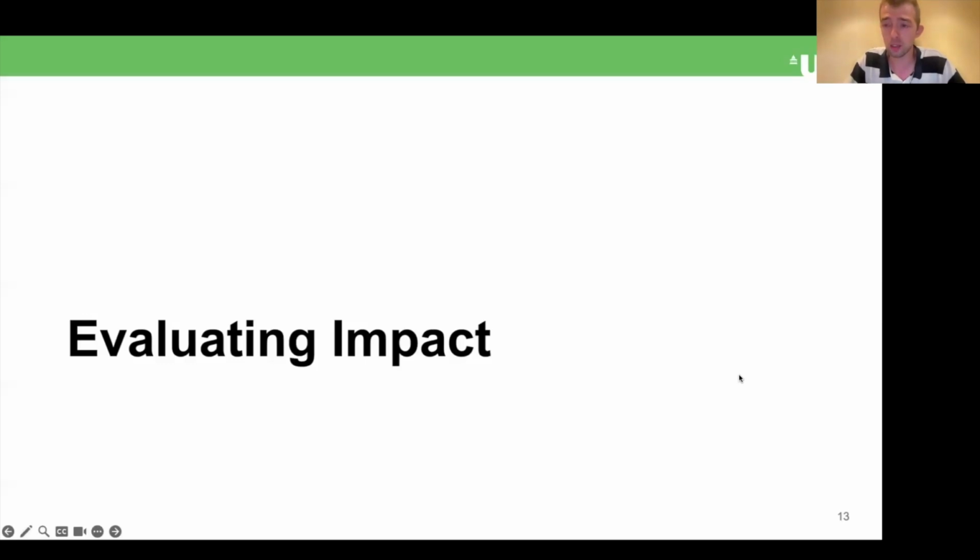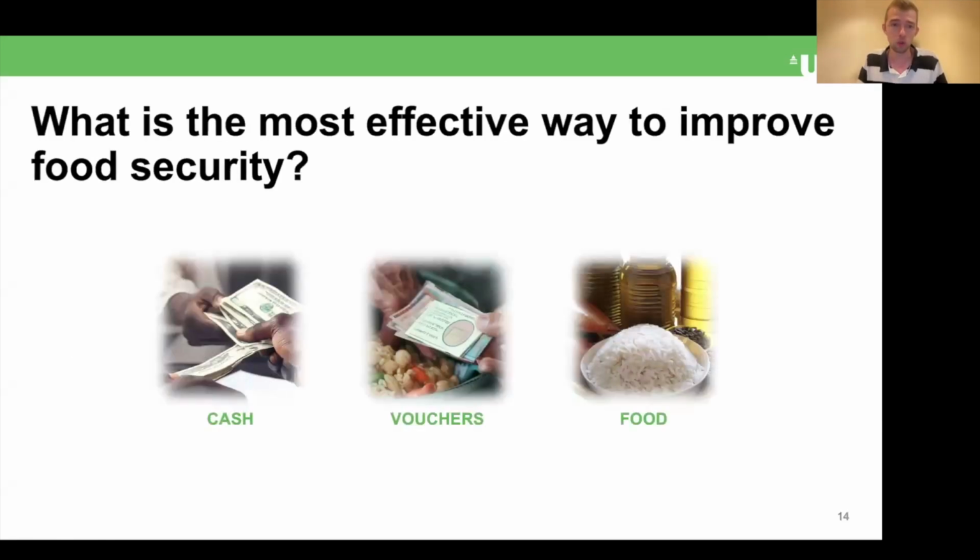The way that we find this out is by evaluating the impact and comparing these different types of programs. So when I ask you, what is the most effective way to improve food security, whether it's cash, vouchers, or food, think about it for a minute for yourself. What do you think would be the most effective way here? What is the most effective way to improve food security for a low-income household, possibly recently impacted by a disaster?